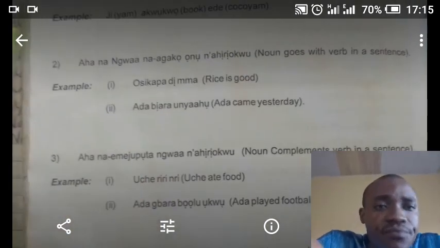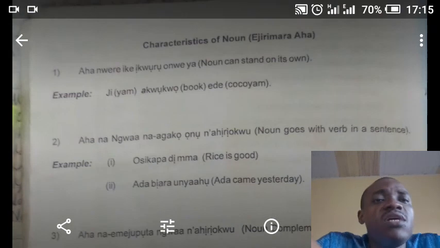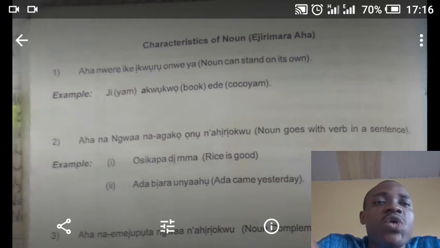Okay, forging ahead, we'll be looking at the characteristics of noun, which is njirimara aha. So characteristics in Igbo means njirimara. Know it today.